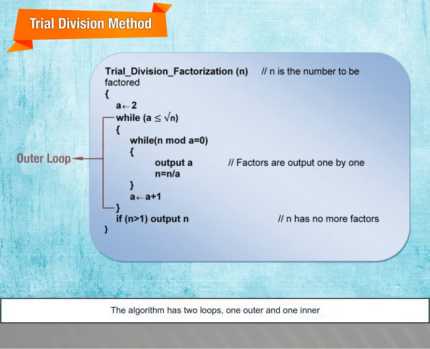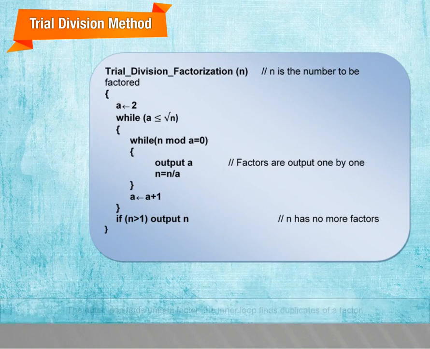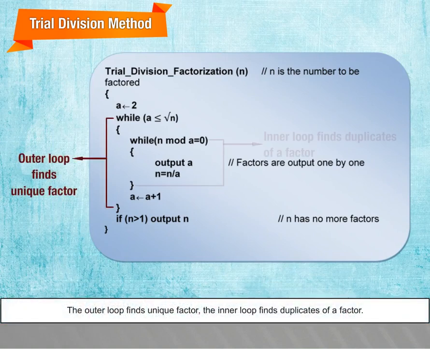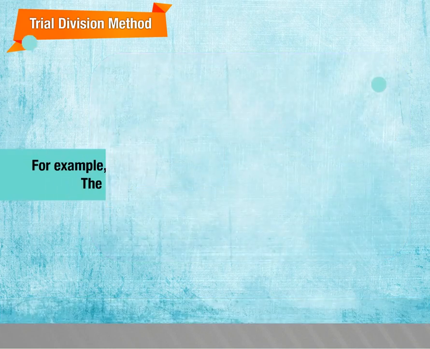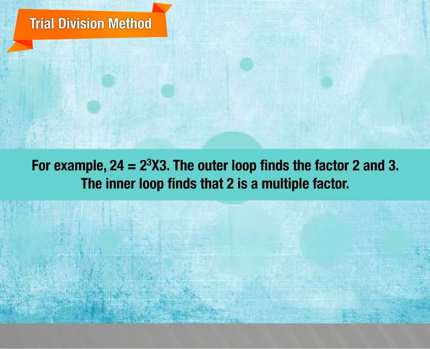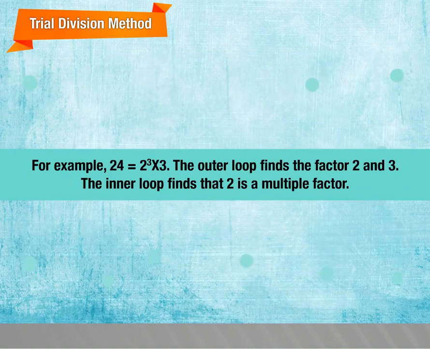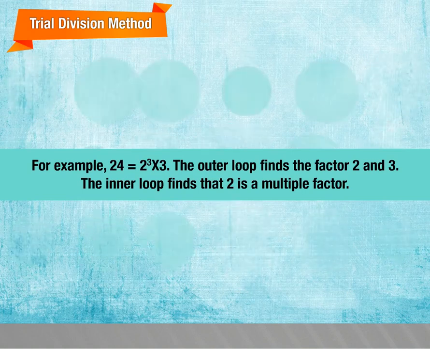The algorithm has two loops, one outer and one inner. The outer loop finds a unique factor. The inner loop finds duplicates of a factor. For example, 24 is equal to 2 cubed into 3. The outer loop finds the factors 2 and 3. The inner loop finds that 2 is a multiple factor.